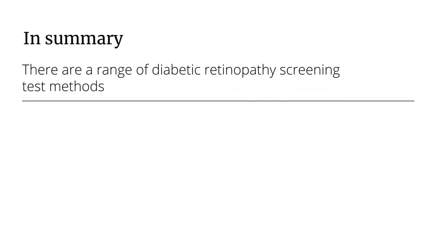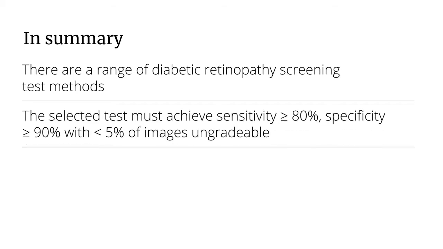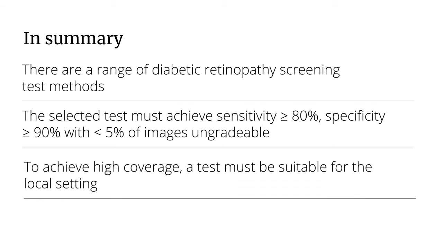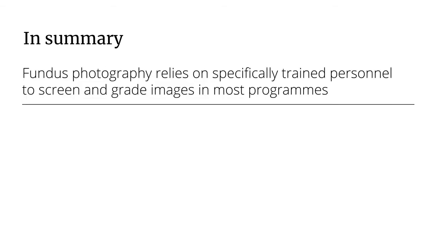In summary, test methods for diabetic retinopathy screening range from ophthalmoscopy to fundus photography. Methods suitable for a screening program need to achieve a sensitivity and specificity of more than 80% and 90% respectively, and have a technical failure rate of less than 5% of images being ungradable. To achieve high coverage, it's also important to consider the appropriateness of the selected test for the local setting. For example, does the equipment need to be portable? Fundus photography relies on specifically trained personnel to screen and grade images in most programs.